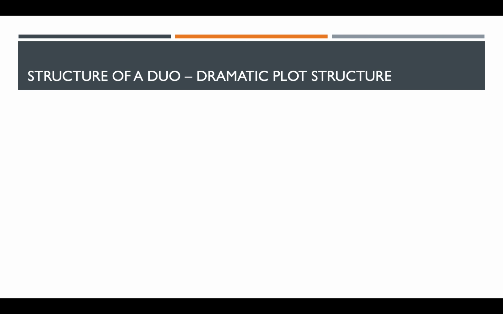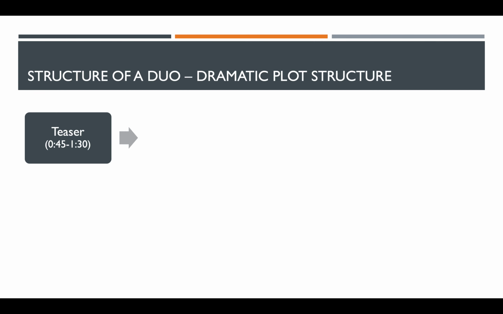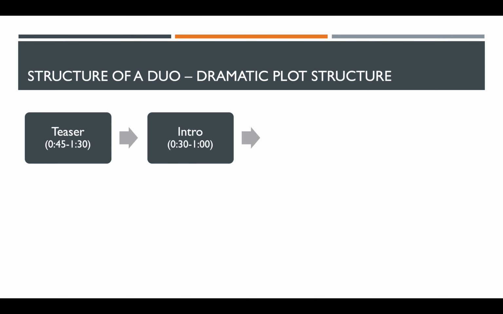Alrighty, structure of a duo. So we're going to be focusing on the dramatic plot structure, and then moving on to the vignette sort of plot structure. So in a dramatic plot structure for a duo, what will happen is you'll have a teaser that is around 45 seconds to a minute and a half. That'll first introduce your characters, introduce what's going on, probably introduce a setting of your speech.